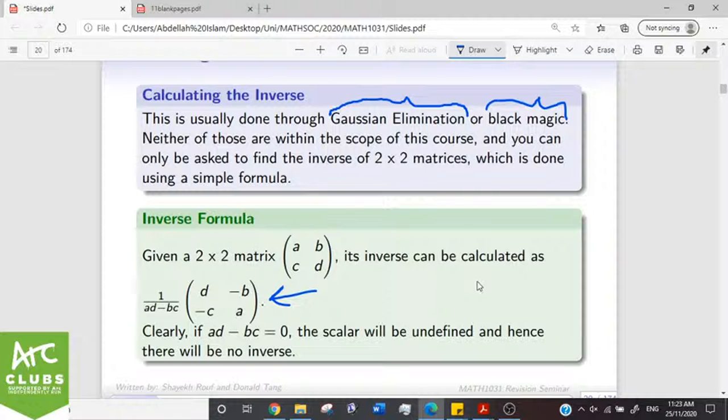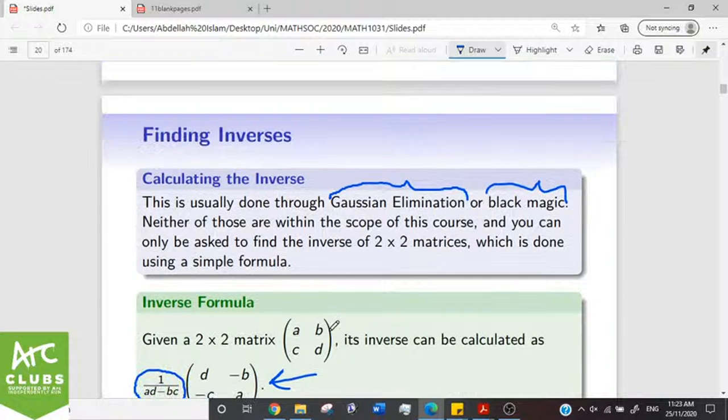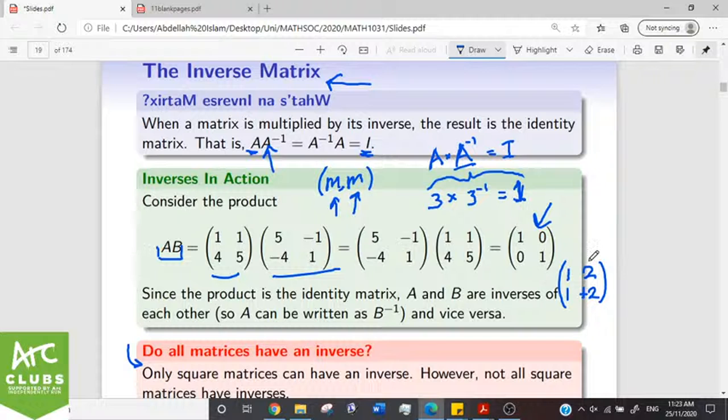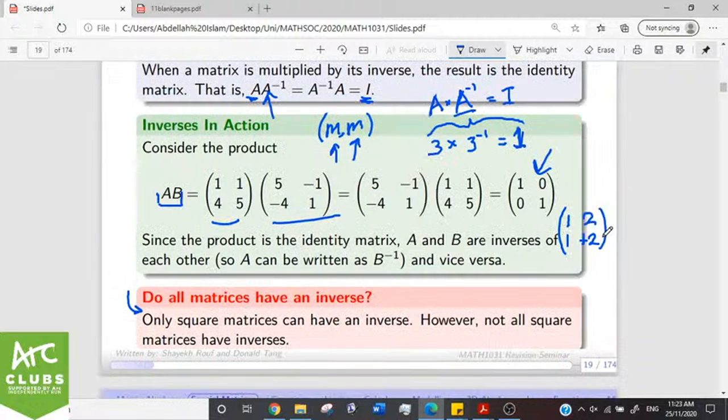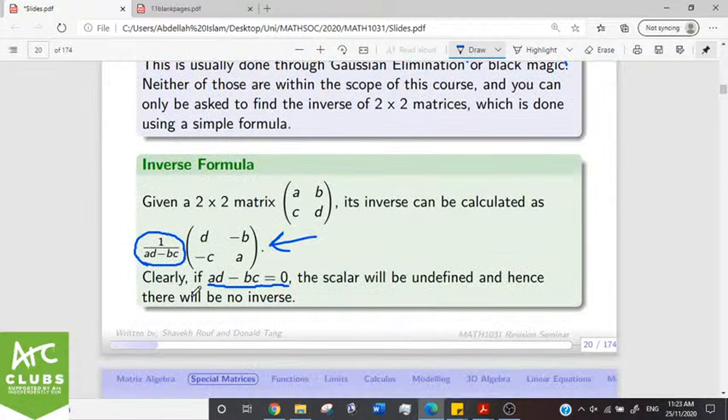And you can see, like, this is one of the conditions for there to be an inverse or not. So AD minus BC, if it's 0, then you can't have this, right? Because then you'll be dividing 1 by 0, and that's bad. It's bad news. So that's how I knew that this matrix here didn't have an inverse. Because if you do 1 times 2 minus 2 times 1, you get 0. So no inverse. So you need AD minus BC to not be 0.